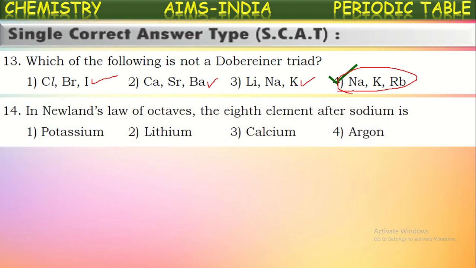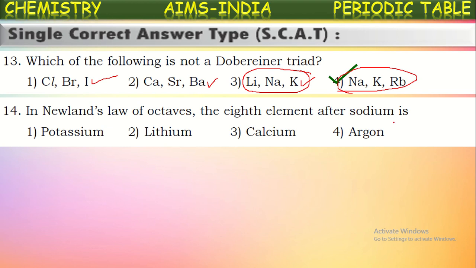Next, in Newlands' law of octaves, the eighth element after sodium. Just now I have seen the third example, lithium, sodium, potassium, is one of the Döbereiner's triad sets. That is about Döbereiner's slide. Here they're asking about the law of octaves. Sorry. In Newlands' law of octaves, the eighth element after sodium. So Newlands also wrote the elements in the increasing order of their atomic weights, all the known elements. Then he observed that the properties of an element in that series resemble exactly the properties of the consecutive eighth element.